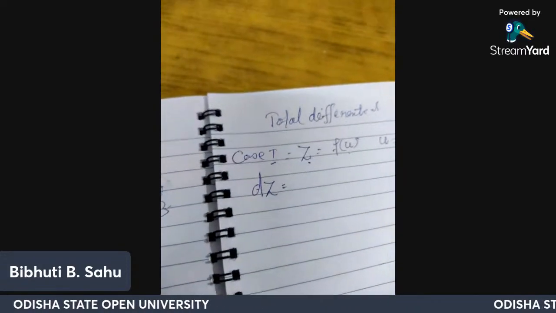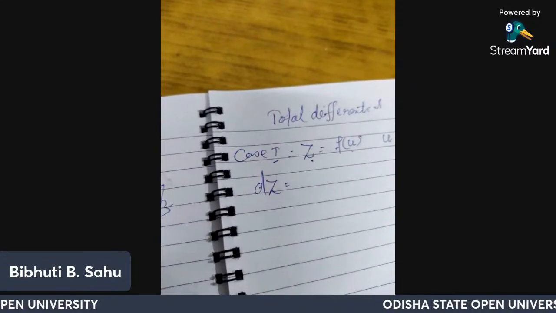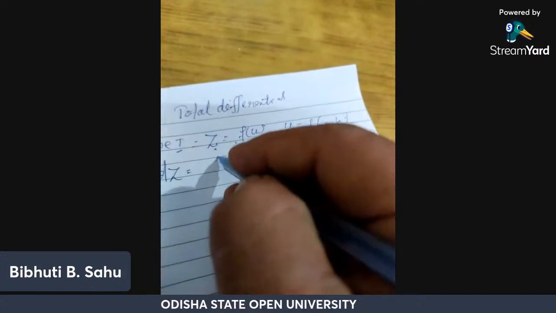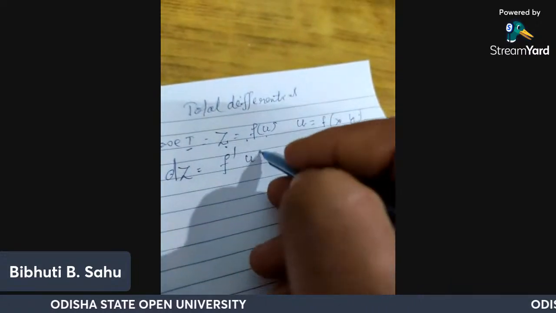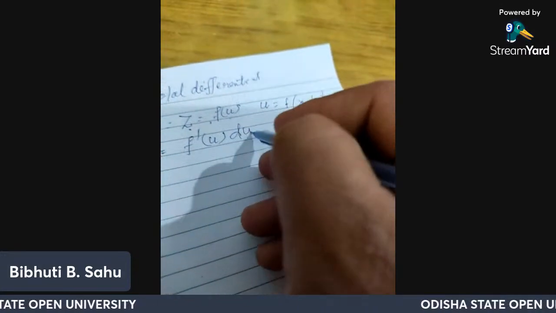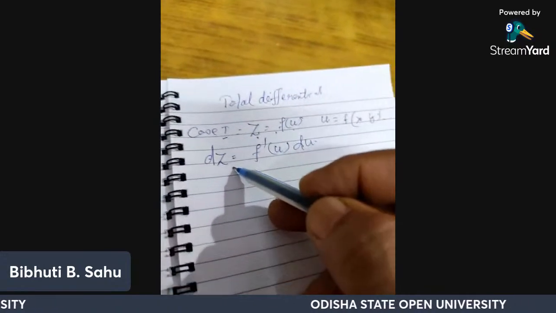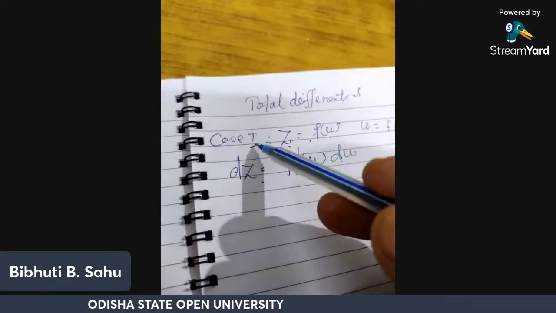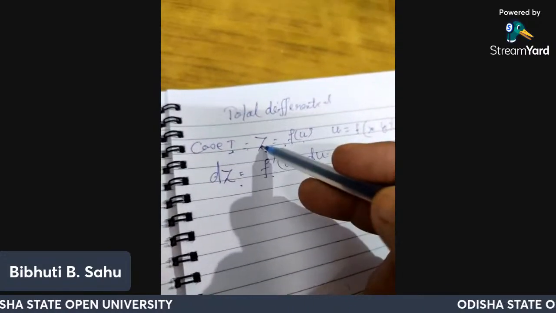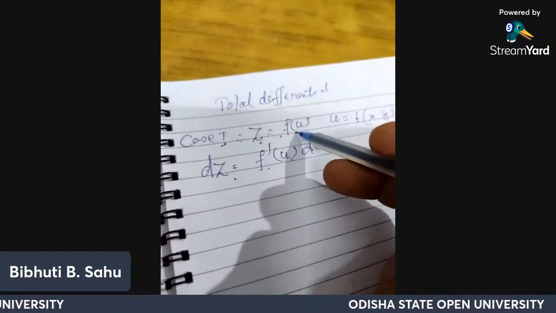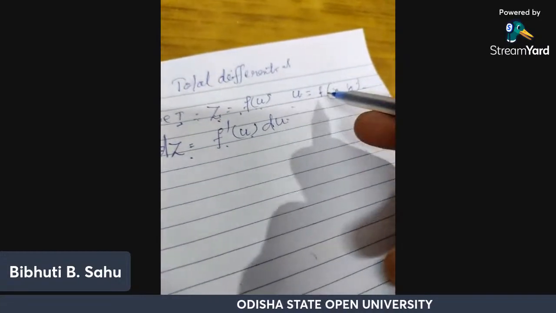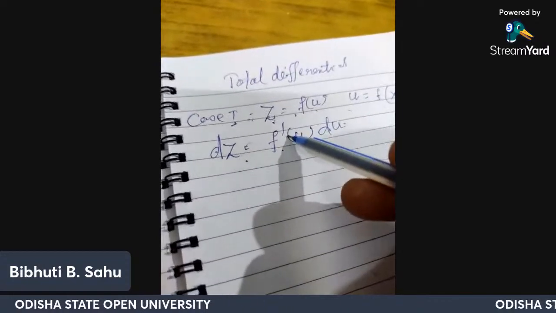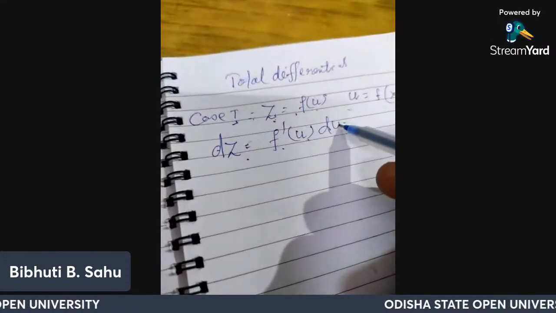Total differential is dz, and dz is equal to simply what will be this? f prime u du. So dz is equal to f prime u du. This is case 1, where z is a function of u and u is a function of x and y. Then dz is equal to f prime u du.